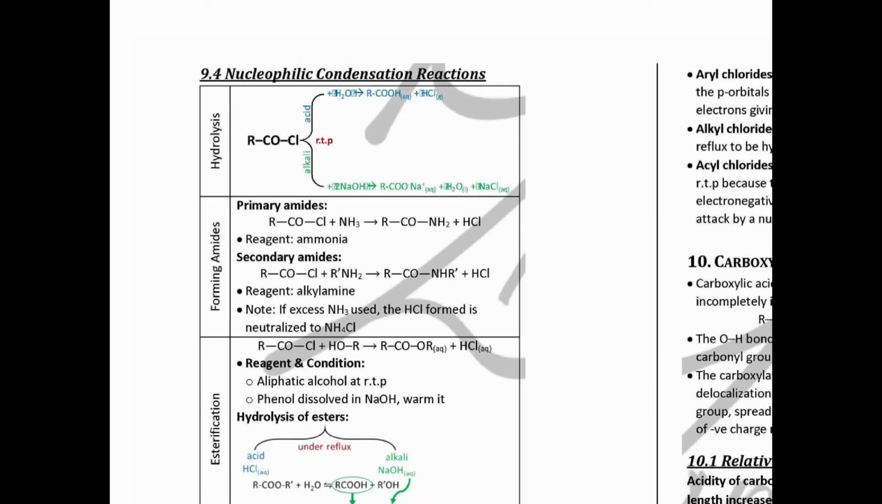Now let's look at 9.4, nucleophilic condensation reaction. Just now we already understood the mechanism where the nucleophile attacks the carbon that is very positive, and then the X minus comes out. The X minus will normally come out and form HCl. So the production of a small molecule like HCl is known as condensation. A condensation reaction produces either H2O or HCl.